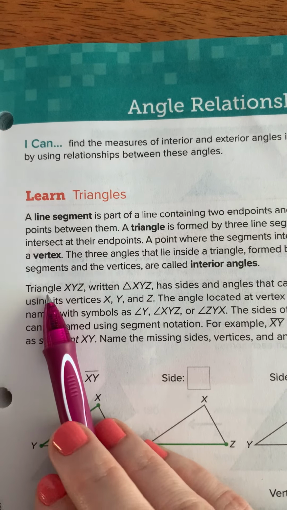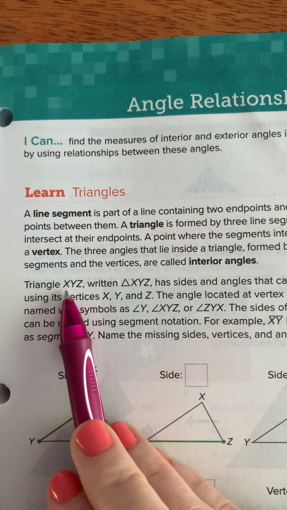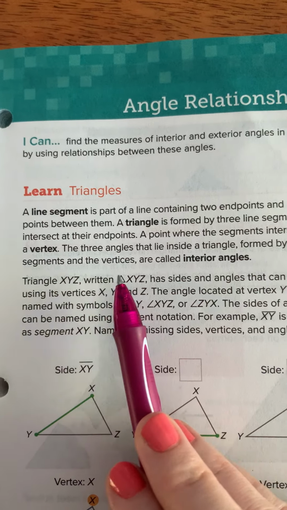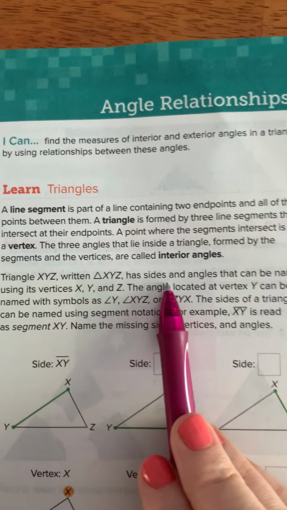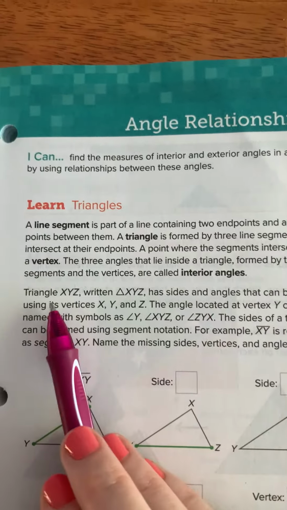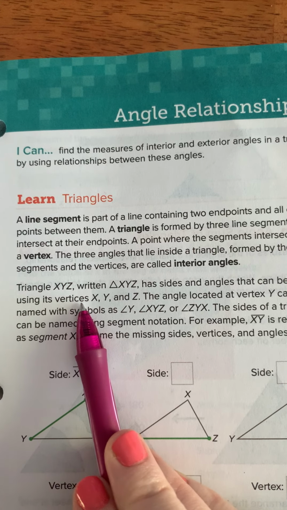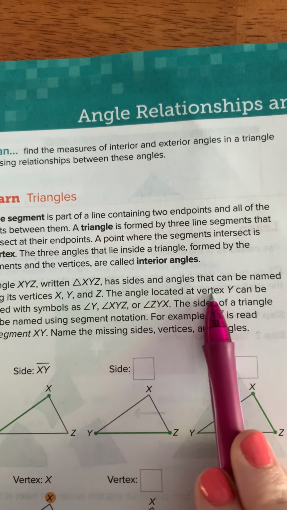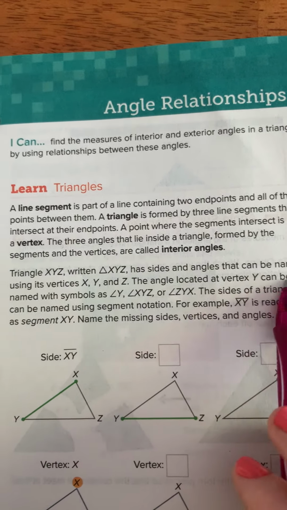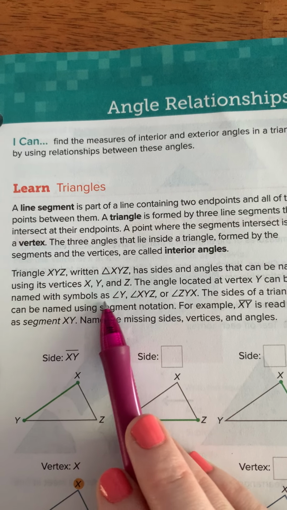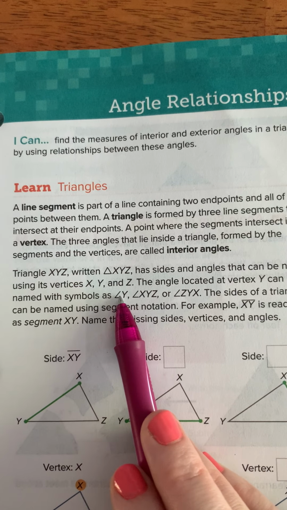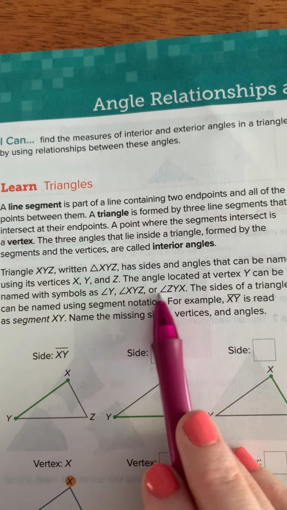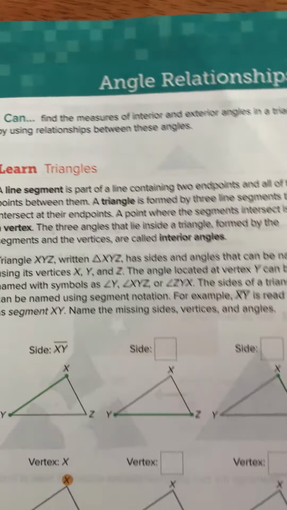The part that you might not know, though, in triangle XYZ, that's just what they named it, is written with this symbol, triangle XYZ. It has sides and angles that can be named using its vertices, X, Y, and Z. The angle located at vertex Y, right there, can be named with symbols such as angle Y, the angle of XYZ, or the angle of ZYX. So this is the part you might not know.